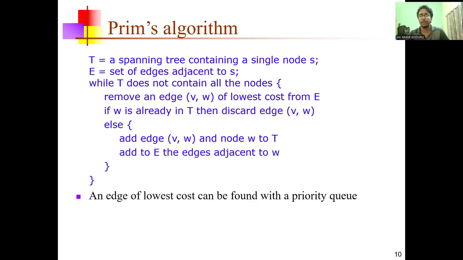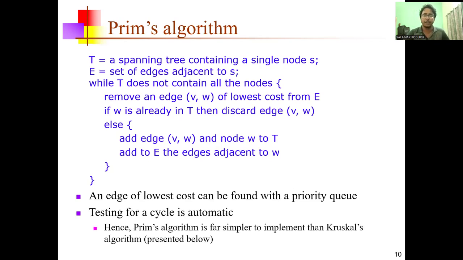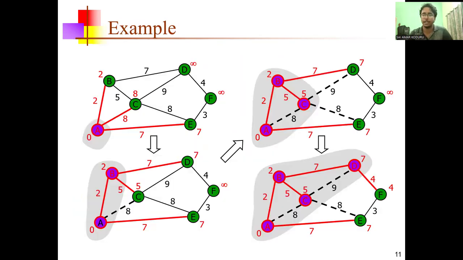An edge of the lowest cost can be found with a priority queue. Testing for the cycle is automatic. Hence, Prim's algorithm is far simpler to implement than Kruskal's algorithm, which we'll be discussing later. Let's move on to another example where we are given a graph.